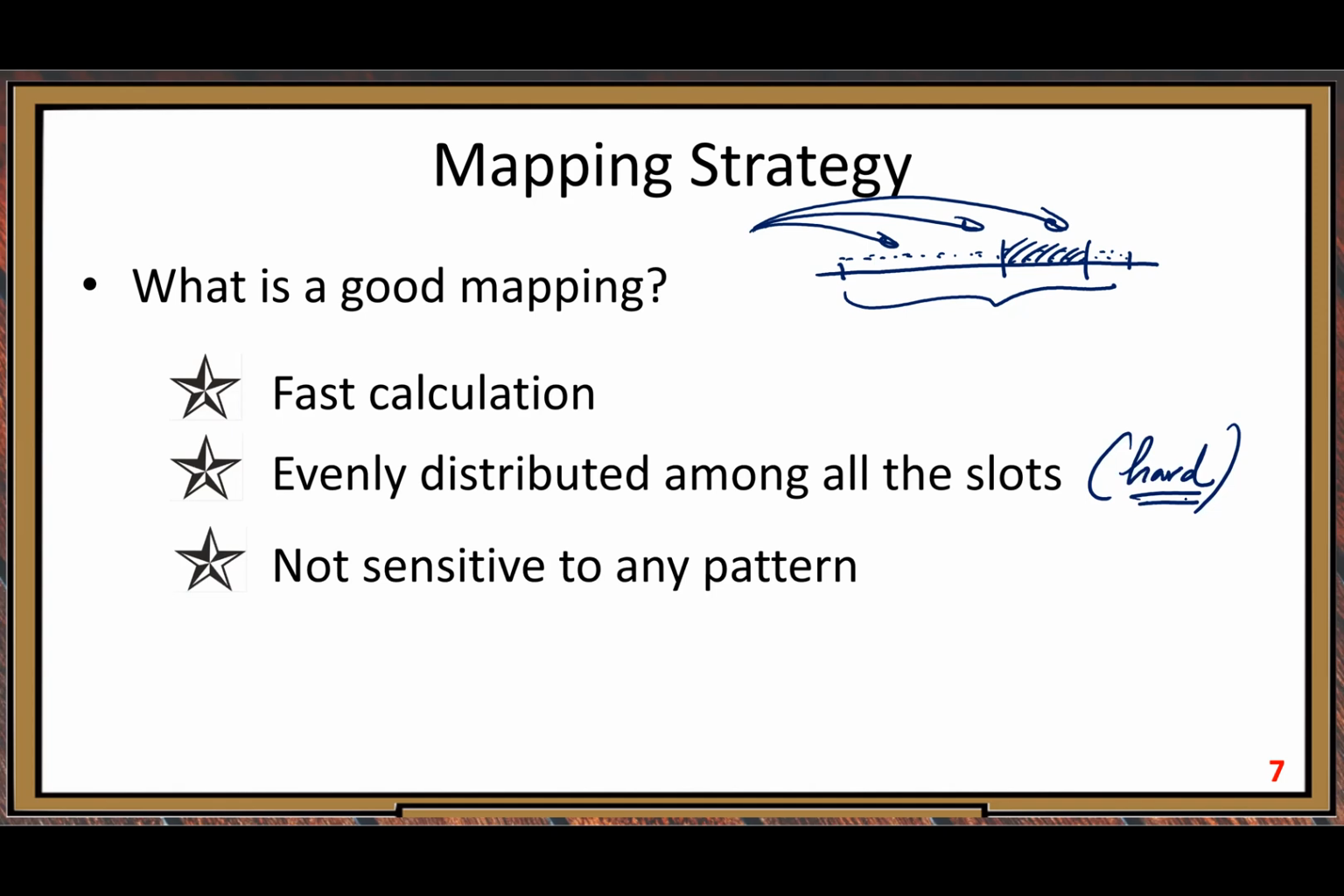Then another property we'd like to have: not sensitive to any pattern. What's that? The data could have some pattern, right? That means the search keys may have some special pattern. We don't know, but it's possible there is some special, even unknown, pattern. And a good mapping method should break any pattern, not be sensitive to any pattern.